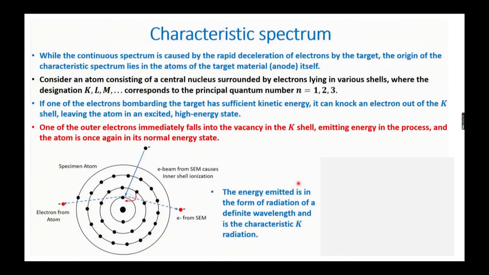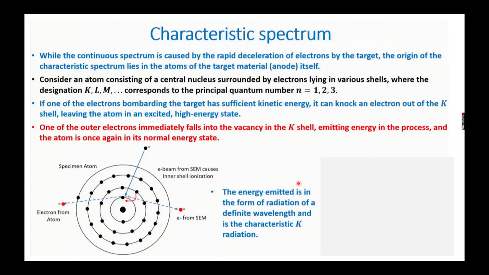So when this comes to fill out the vacant electron position, and in this process emitting energy, the energy will get emitted, and the atom is once again in its normal energy state. The energy emitted here is in the form of radiation of definite wavelength, and it will have a particular wavelength. This is the characteristic K radiation, or the characteristic radiation.